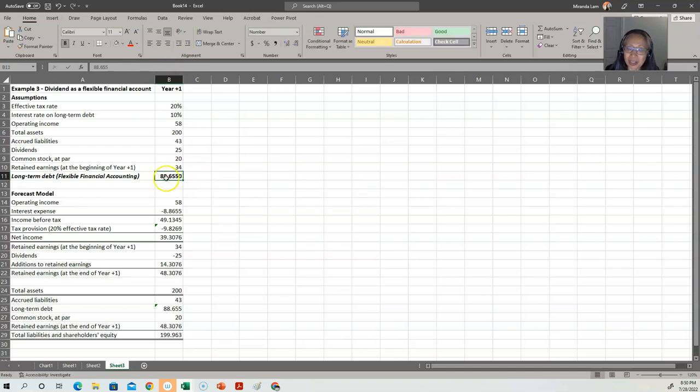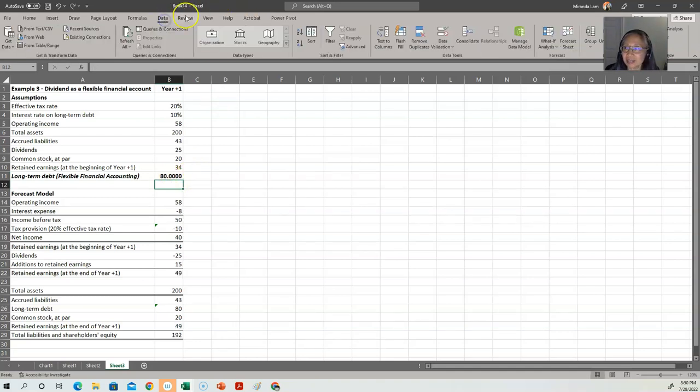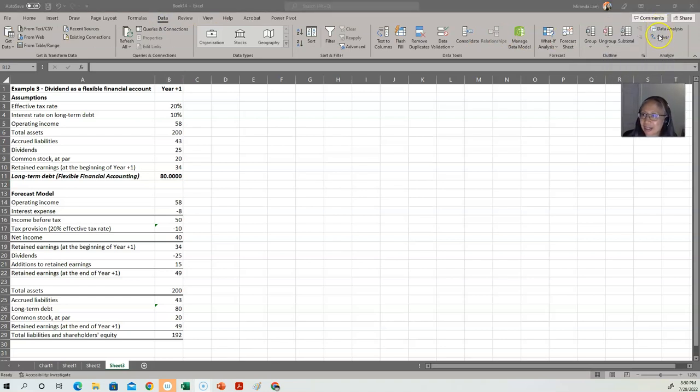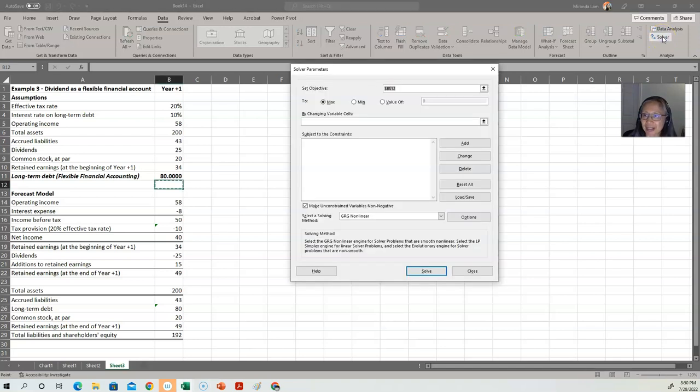So we can keep trying. Another option is to use Excel to do the trying for us. In Excel, under Data, under Data Analysis, there's an option called Solver. And we can set objectives. So let's see, what do we want?